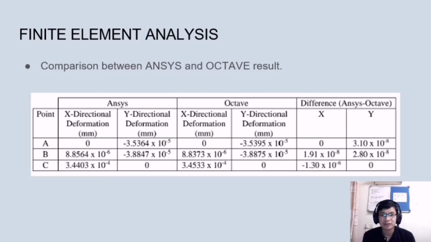The values in Octave: x and y directional deformation at point A are 0 and negative 3.5395 times 10 to the power negative 5. At point B, for x directional deformation, we get 8.8373 times 10 to the power negative 6. For y directional deformation, we get negative 3.887 times 10 to the power negative 5.